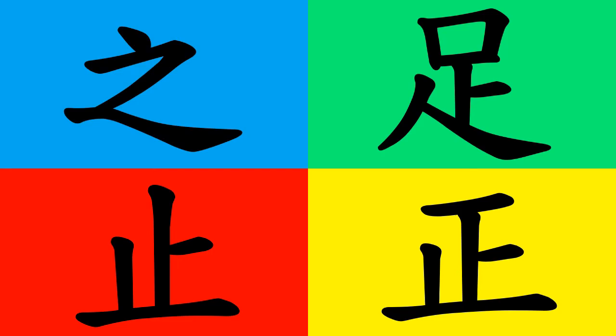The following chart shows how these characters would appear in printed form. To fix the characters in your memory, copy them onto colored sheets of paper, as suggested in previous videos, blue, green, pink, yellow, and white, to represent the four tones, plus the neutral tone. Review the colored sheets regularly.